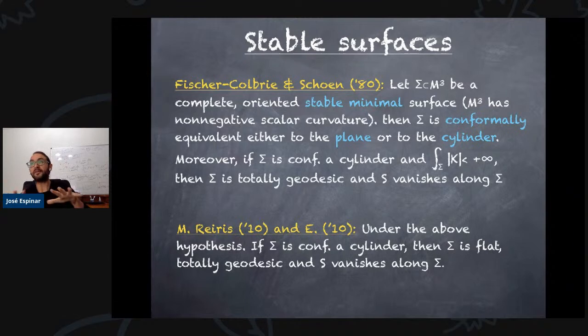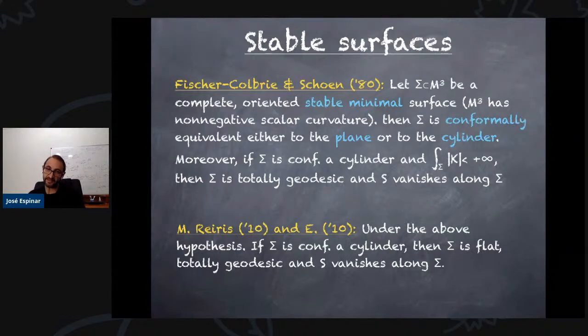They can control the topology and the conformal type. They were able to show that a surface that is stable and complete in a manifold with non-negative scalar curvature has to be either conformally equivalent to the plane or to the cylinder. But in the case of the cylinder, unlike what happened in the case of the flat torus, they were not able to prove that the cylinder has to be flat. Actually, they need one more condition. This condition is that the integral of the Gaussian curvature has to be finite.